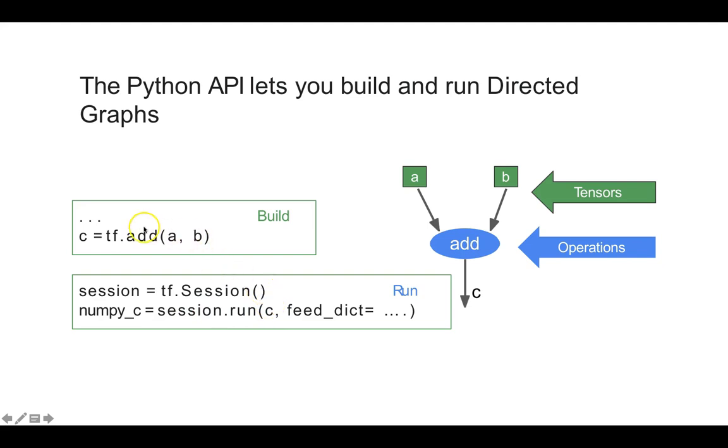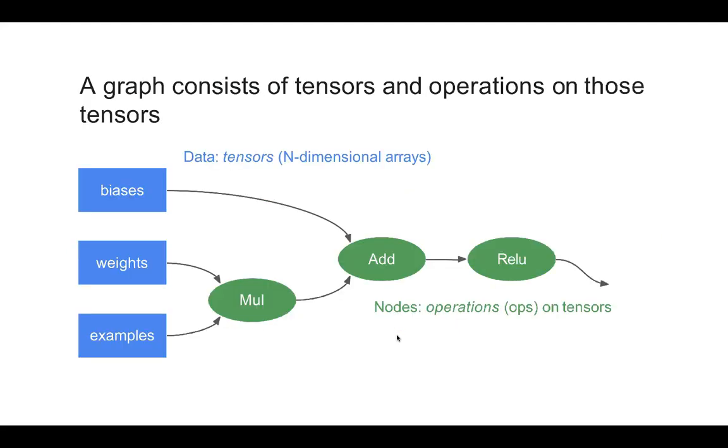Here, since we don't know a and b, what we do is use feed_dict. We pass values of a and b here. A dictionary is like key-value pairs in Python. We pass a dictionary of a and b with their values. In that case, it will give us back the value of c. A graph consists of tensors and operations on those tensors. In a typical machine learning example, we have the examples, the weights, and the biases as the edges, and we have different operations on them, the nodes, then we get an output here.